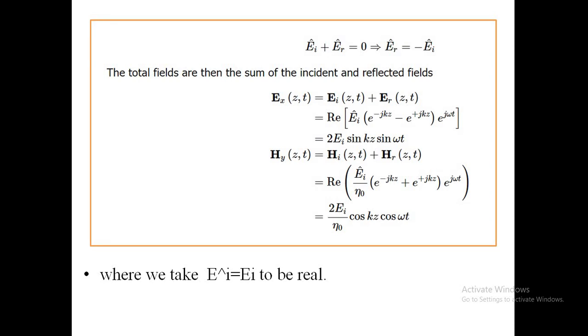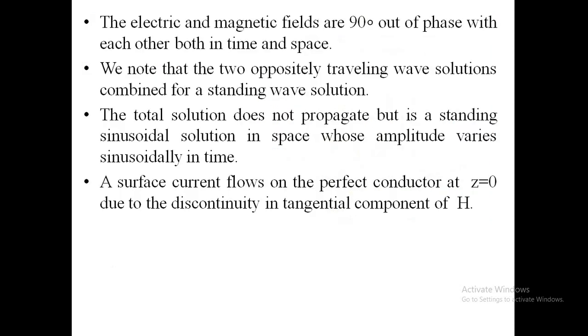So the total fields are obtained as the sum of the incident and the reflected fields in both the electric and magnetic field components. The electric and magnetic fields are 90° out of phase with each other in time and space, and we note that the two oppositely traveling wave solutions are combined, resulting in a standing wave solution. Since this does not propagate, it is resulting in a standing sinusoidal wave solution in space whose amplitude is varying sinusoidally in time, and a surface current flows on the perfect conductor at z equal to 0 due to the discontinuity in the tangential component of the magnetic field.